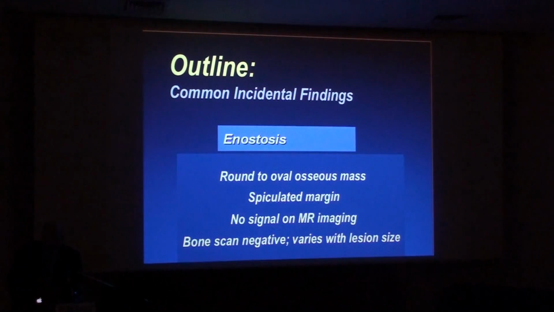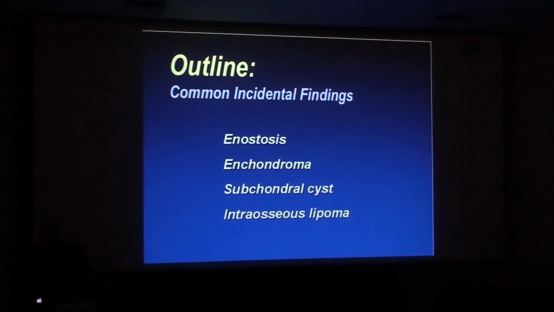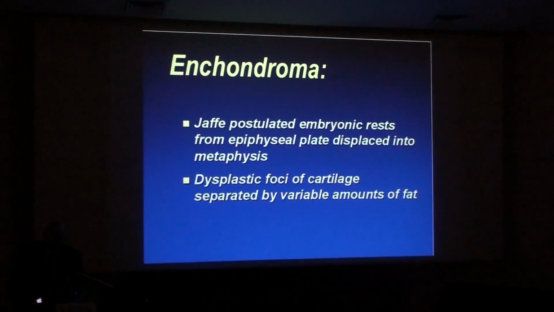Before we move on, to emphasize enostosis: round to oval, spiculated margins, as we talked about. We talked about the signal intensities, and again, bone scan is generally negative unless they're very large, and then they can show some increased uptake, although it's usually relatively mild. We'll move on to enchondroma.